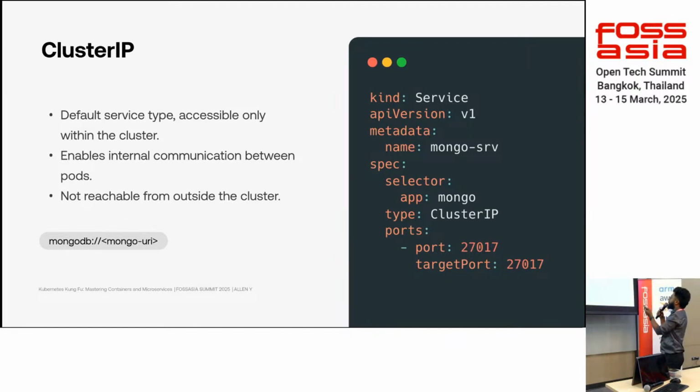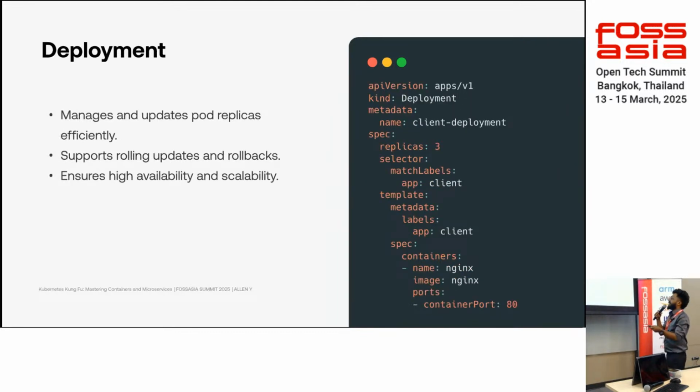We'll select the pod. Let's say I want to connect to the database pod. So I'll mention the selector, and the label of the pod. The label I gave here is app: mongo. And under ports, we'll mention the service port at which the service is exposed, and the target port, which is the port at which the container is running. And next we have deployments.